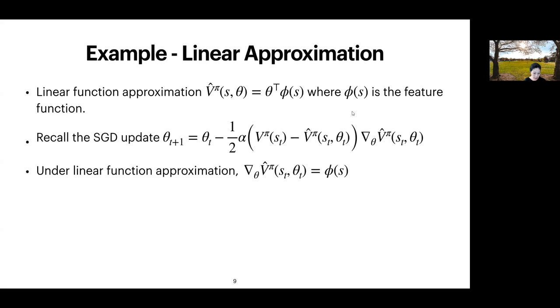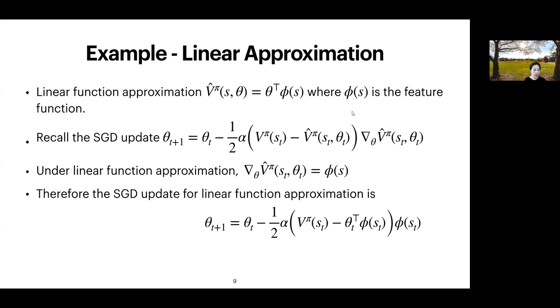I'm done with the linear approximation, and I hope this is clear. So now with this term, theta t plus one equals theta t minus half alpha times the difference between the ground truth value and my approximation. My approximation is a linear function, so I know exactly how to write it: theta t transpose, where theta t is your current estimation of the weights of the function approximator, times the feature vector, which is the input to your network, and then the gradient, which is also the input.